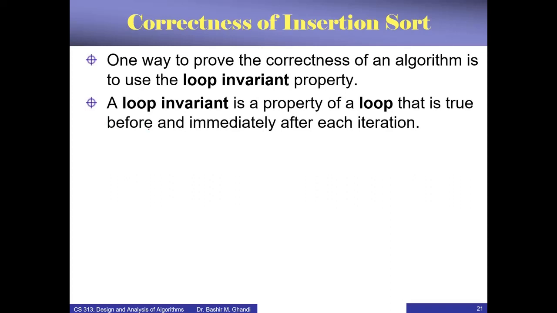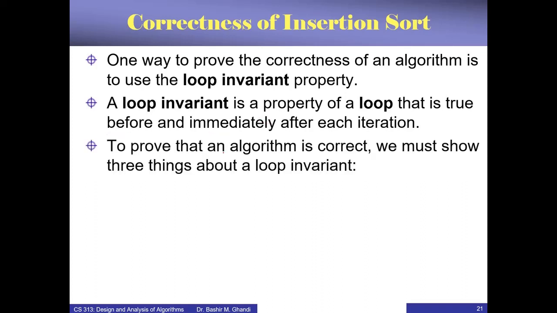So first of all, what is a loop invariant? A loop invariant is a property of a loop that is true before and immediately after each iteration of that loop. It is also a property that will allow you to actually prove the correctness of the algorithm. To prove that an algorithm is correct, we must show 3 things about the loop invariant. So first of all, we have to identify the loop invariant. What loop invariant can we see in a particular algorithm?